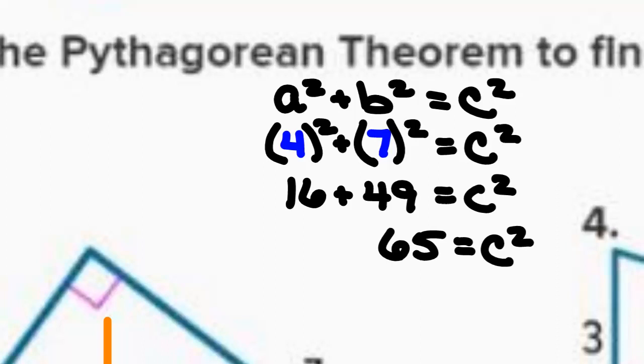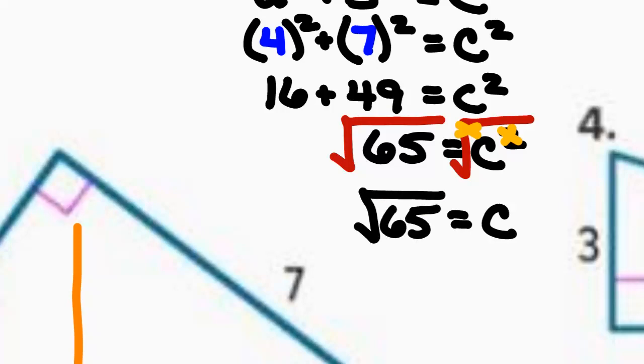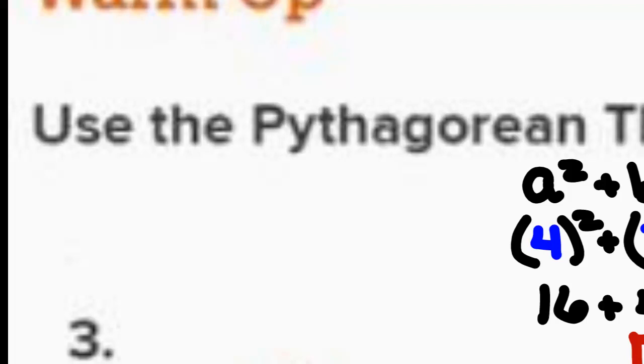What do I need to do now? Square root. If you do it to one side, you've got to do it to the other side. On the right, the squared and the square root cancel each other out, which gives me just C on the right-hand side. On the left-hand side, we have the square root of 65, but I need to see if that can simplify at all. So let's try.